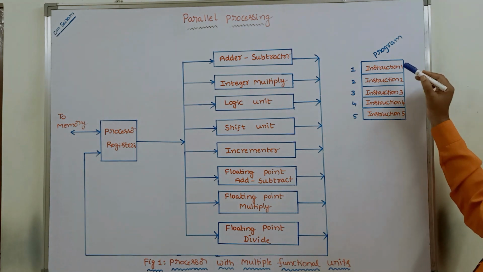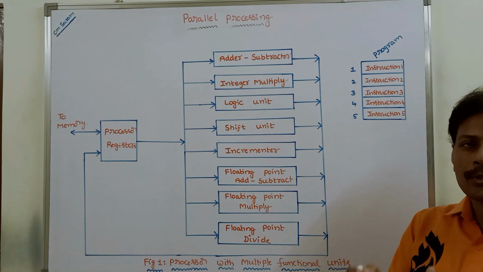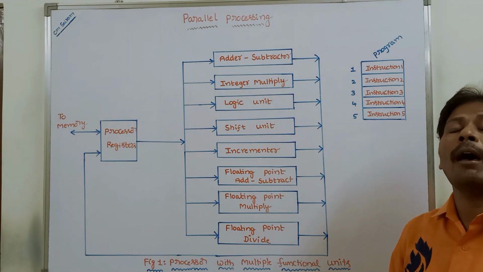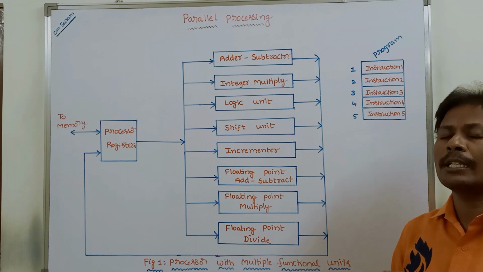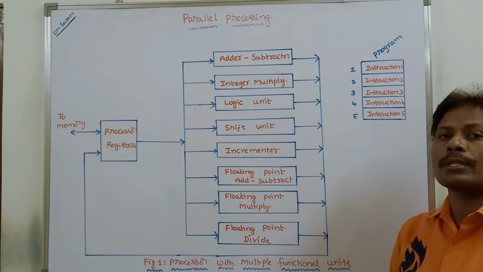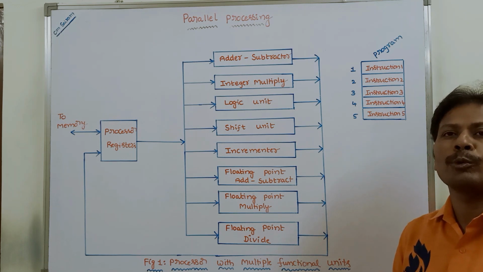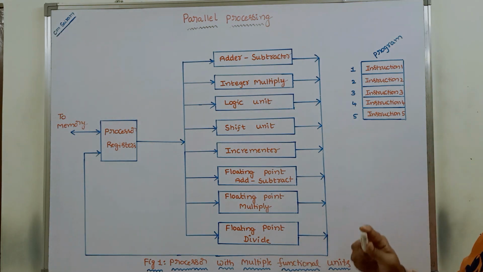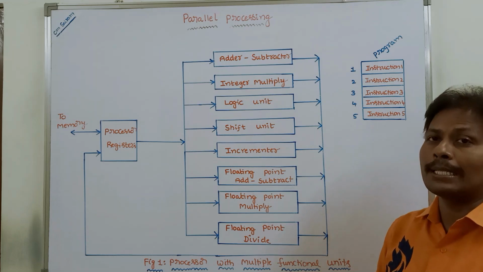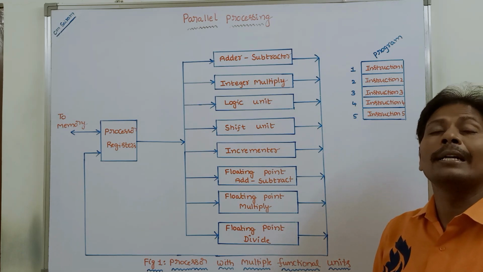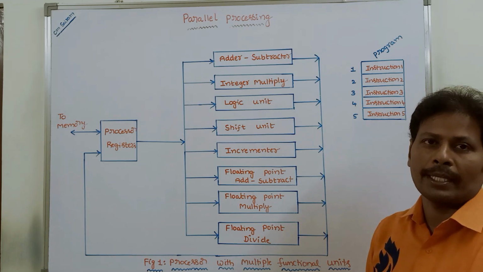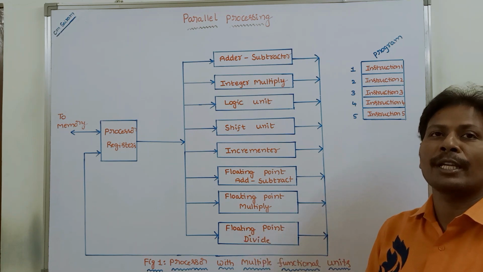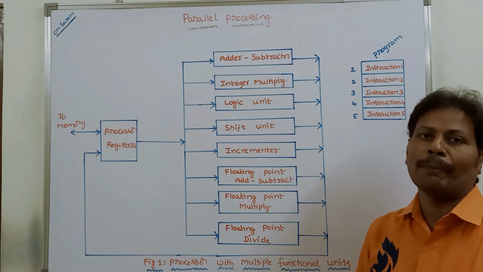Here, while executing one instruction, we cannot start the execution of another instruction. That means 2 instructions cannot be executed at the same time. This is the disadvantage of serial or sequential processing: more than one instruction cannot be executed at the same time.